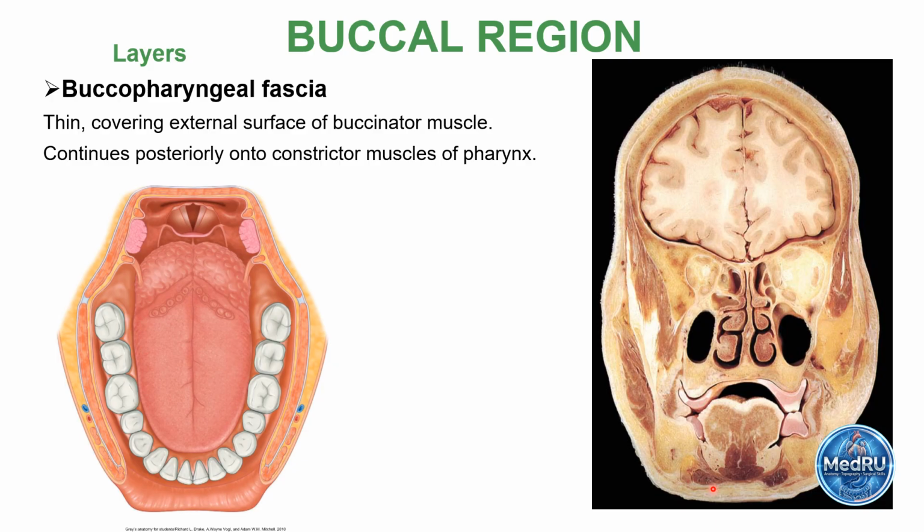The buccopharyngeal fascia is a thin fascial layer covering the external surface of the buccinator muscle. It continues posteriorly onto the constrictor muscles of the pharynx. The buccopharyngeal fascia is a deep layer of the fascia propria, which forms a fascial sheath for the deep structures of the buccal region, oral cavity, and pharynx.